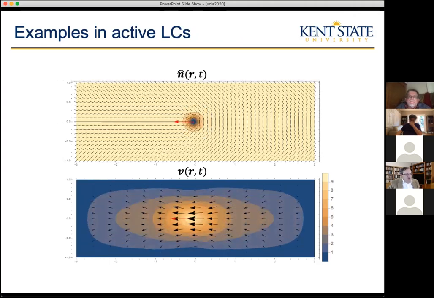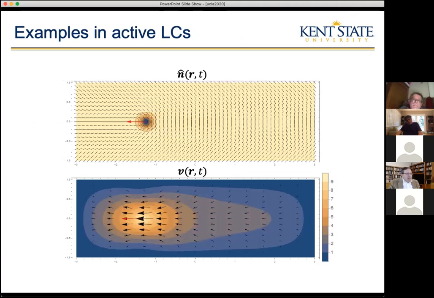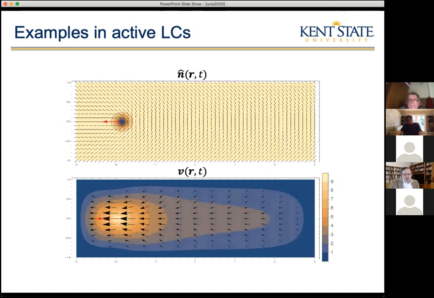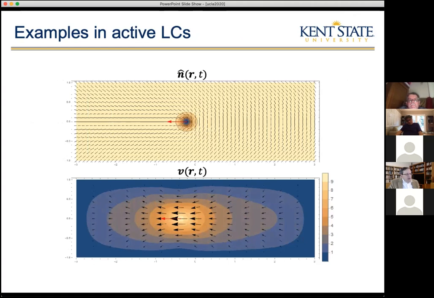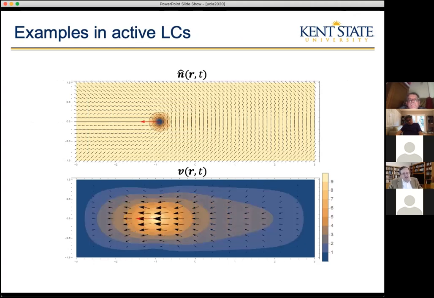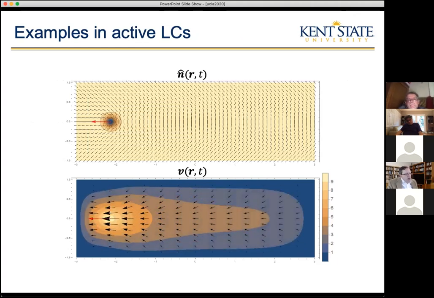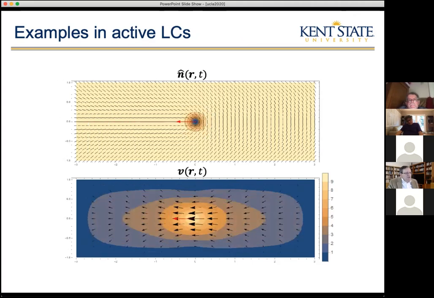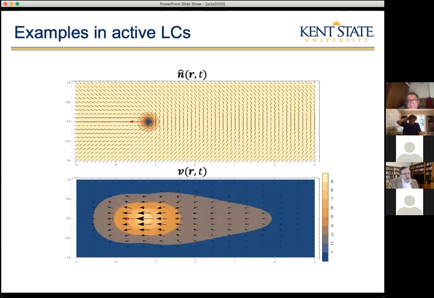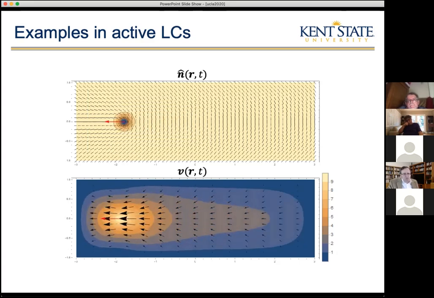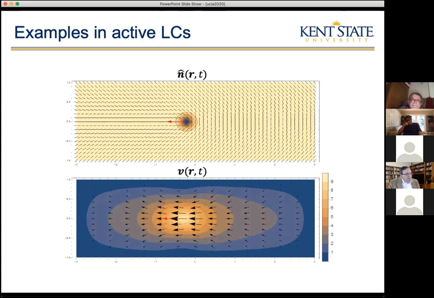I can show you also some examples in active liquid crystals. Here is a single plus half defect in an active nematic phase. And you can see it just moves by itself, right? It moves by itself in the direction of the red arrow because the thing we're simulating is contractile activity. If we were simulating something with extensile activity, it would move just like that in the opposite direction. Yes, we get motion like that.